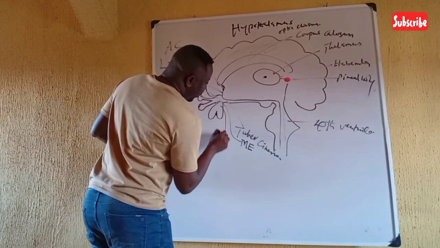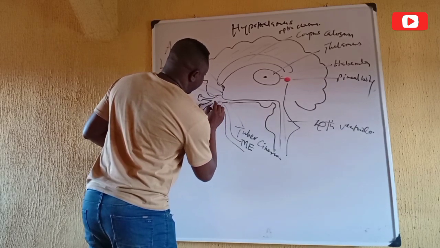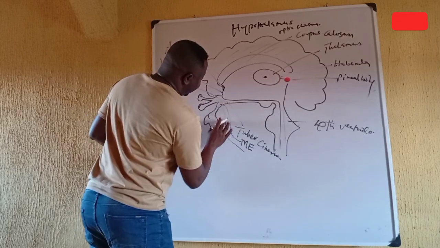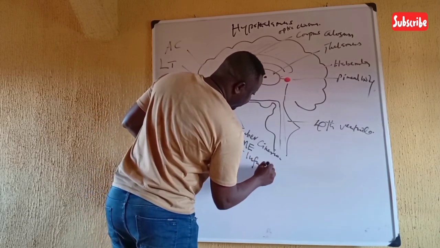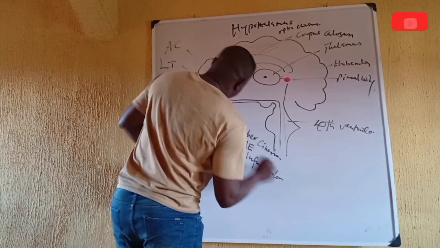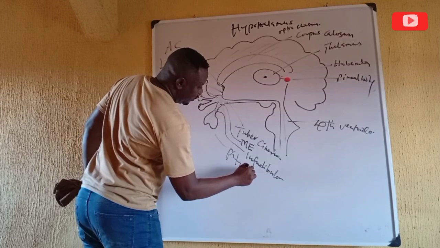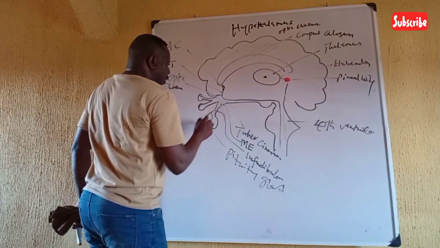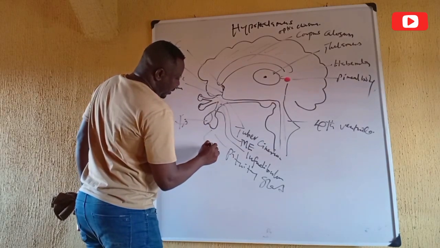And then we have the infundibulum. The median eminence. This is the infundibulum. And this is the pituitary gland. Of course, this is the anterior pituitary, and this is the posterior pituitary.